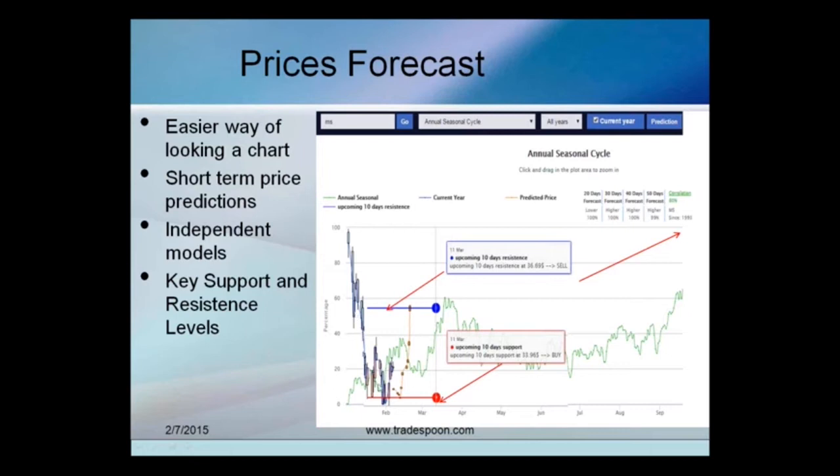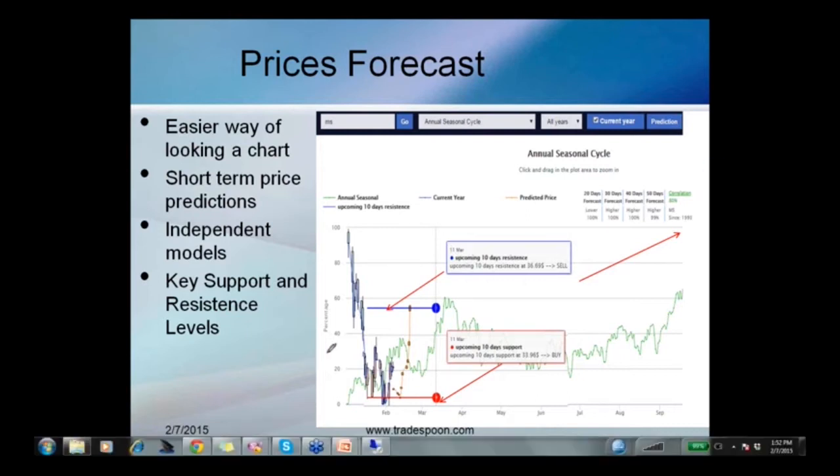So the blue and red bars that you see on your screen, and let me draw this out so you guys can see. This is your current chart of what happened to Morgan Stanley in the past, January and February. And this, the predicted price, is what the prices are for the upcoming 10 days. And we show you the support and resistance levels for the upcoming 10 days with 96% accuracy. So there's very high accuracy in these 10-day predictions of where the key support and resistance are for Morgan Stanley.